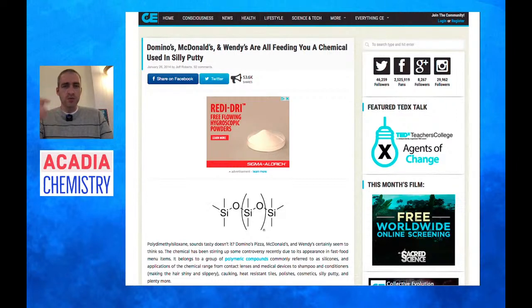It says, Domino's, McDonald's, and Wendy's are all feeding you a chemical used in Silly Putty. And they show you a chemical structure of the thing down there. The chemical is called polydimethylsiloxane. And this is a chemical that, again, has lots of syllables, maybe difficult to pronounce, certainly unfamiliar to most people, and seems like it should be definitely something that we shouldn't have in our food. It turns out this substance is one of the least reactive things. You could probably drink some of this and it would go straight through you, not being absorbed.